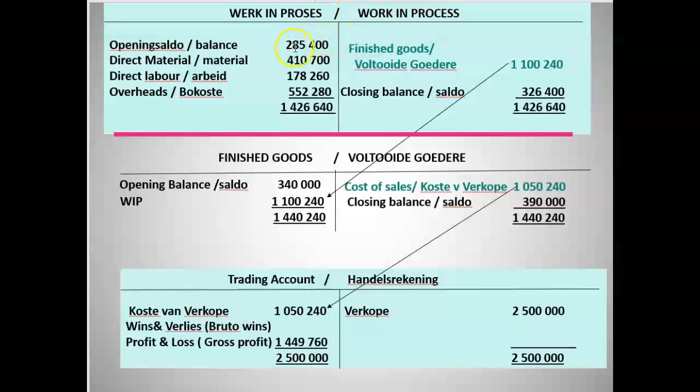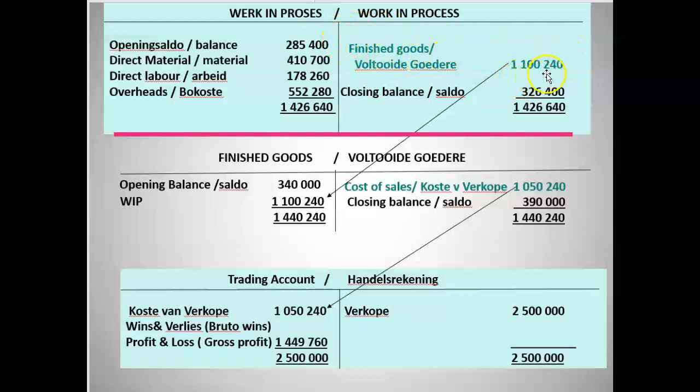Work in process. We say, well, in the beginning of the period, we had incomplete products. We were still busy completing those products, and the value of those products up to that stage was 285,400. At the end of the day, we still have incomplete products. We haven't completed products with a value of 326,400. So therefore, our balancing figure here on the credit side, what does that represent? The cost price of goods completed during this financial period. So that goes to our finished goods account.